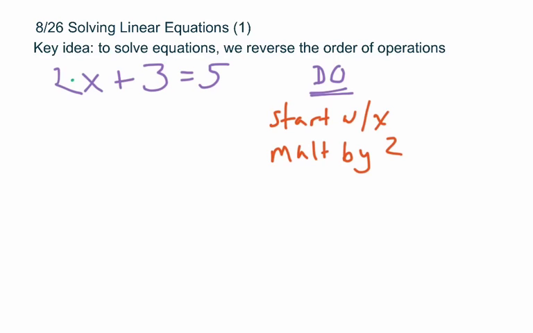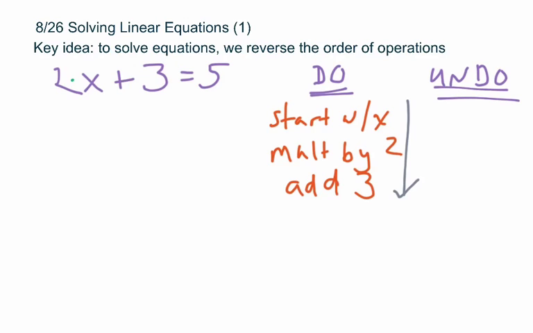And I'll write that down. Then after we take the x and multiply it by 2, then we add 3. And this list right here tells us what we have done to the x. And I'm going to draw an arrow going down. So we start with x, we multiply by 2, and then we add 3. And when we do that, we end up with something equal to 5. So when we go to solve this equation, what we are going to do is undo what has been done.